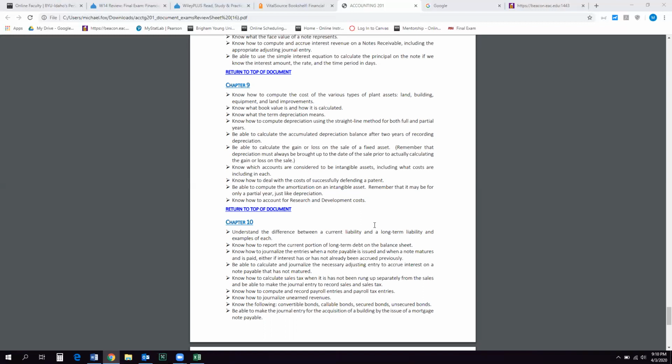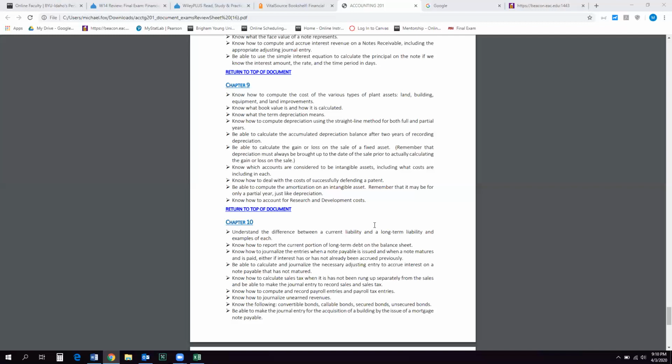And so, but we do depreciate land improvements. Why? Because asphalt parking lots will have to be replaced at some point, whereas the land is considered to sort of hold its value over time. Know what the book value is and how it's calculated. So recognize that the book value of an asset is its cost less any accumulated depreciation. And that's how we calculate it.